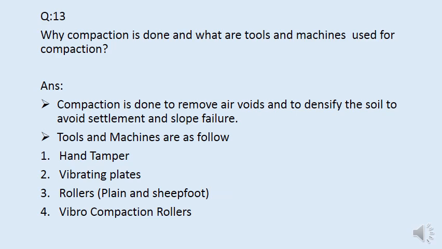Tools and machines used for compaction are hand tamper, vibrating plates, rollers, which can be plain and sheepsfoot depending upon the type of soil, and vibro compaction rollers. Next.